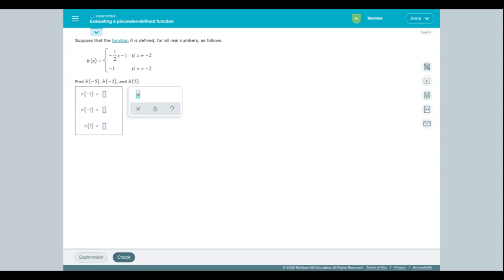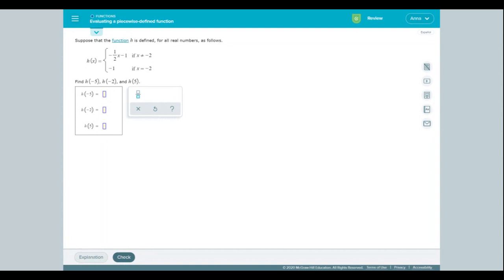So essentially it splits the domain of the function. For all numbers that aren't -2, we use that first part of the function to evaluate. And if x is equal to -2, then it's evaluated with the second part. Looking at the three x values they want us to evaluate at, we have x equals -5, which is going to use that first part of the piecewise function.